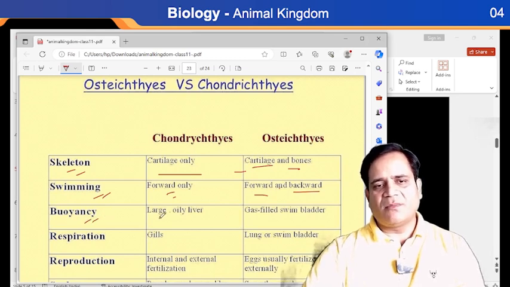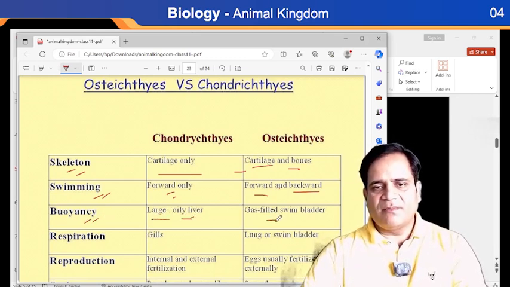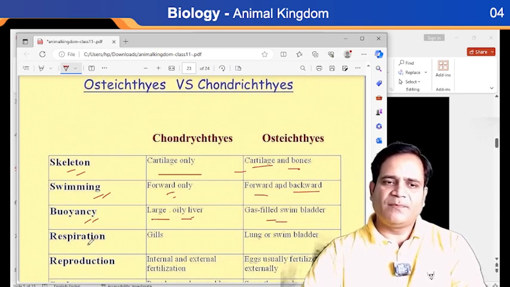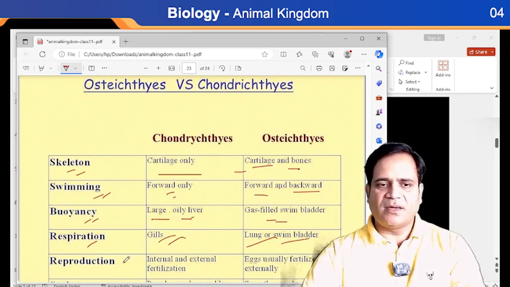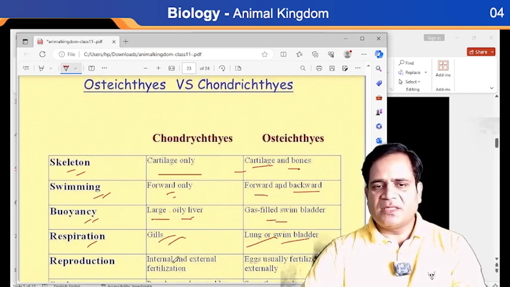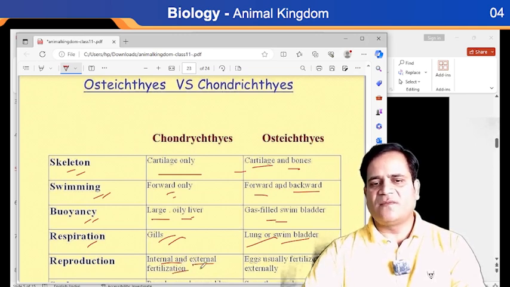Buoyancy: on the basis of buoyancy, chondrichthyes have a large oily liver. The swim bladder is gas filled with swim blood. Respiration takes place with the lungs and swim bladder. Reproduction: there is internal fusion of gametes, internal and external fertilization both. Here the egg is usually fertilized externally.